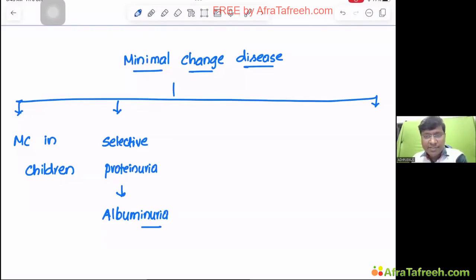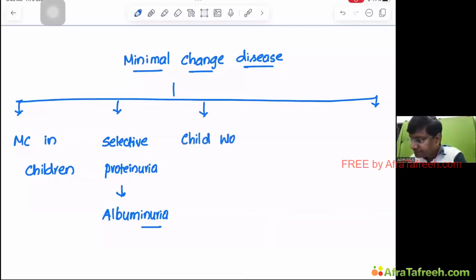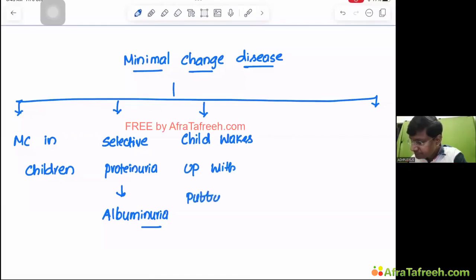Now, once the albumin is excreted out, once there is albuminuria in these patients, they develop edema. So, what will be the classical presentation in the child? The child wakes up with puffy eyes, right? Child wakes up with puffy eyes.